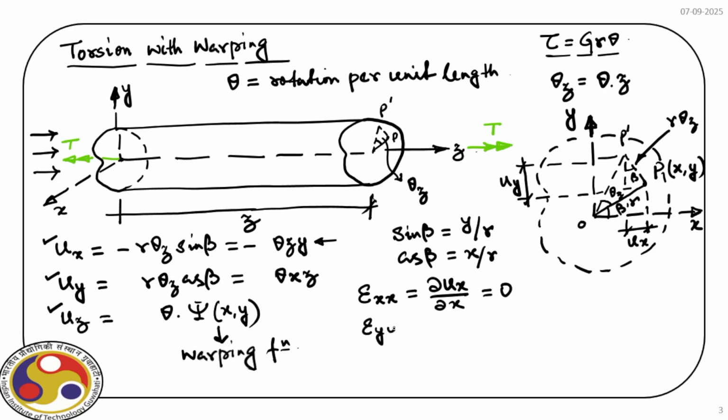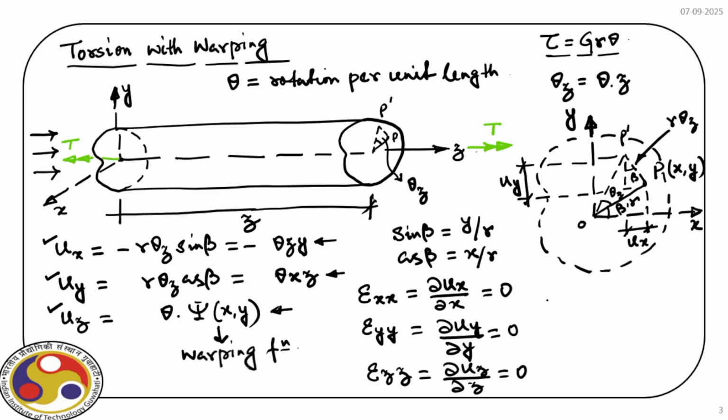Similarly, if we find epsilon yy, we again have 0, because the displacement field along y is not a function of y, and therefore we'll get 0. What about epsilon zz? As per our definition here, it is theta, that is the rotation, times a function which is called the warping function, and that's not a function of z. So if we find this quantity, obviously again it will be 0.